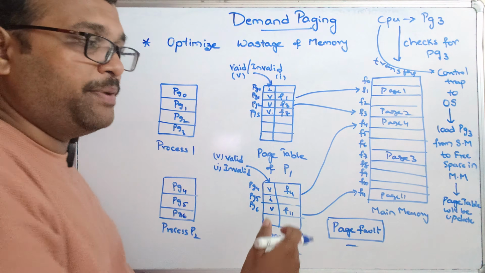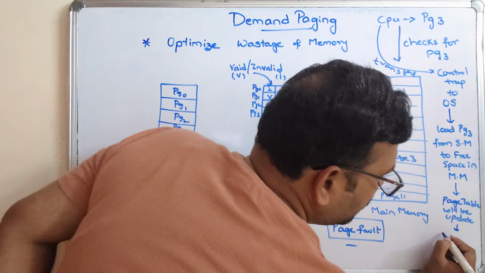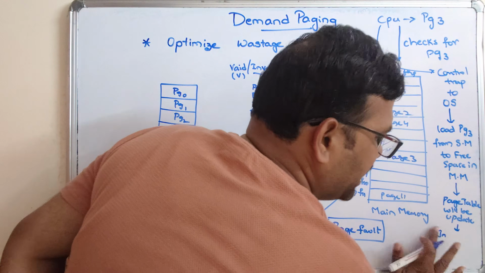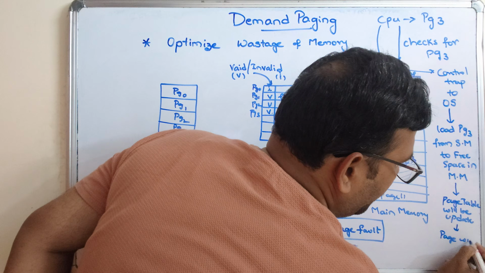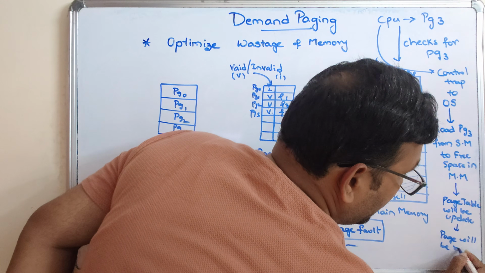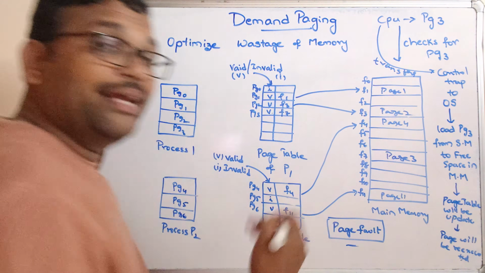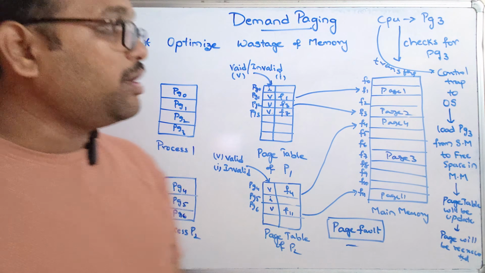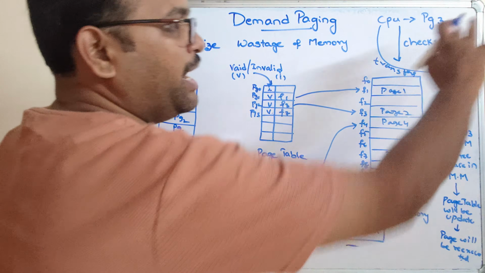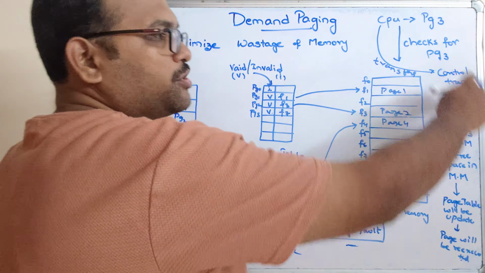Okay, this is what happens. And after updating this table, the instruction or page will be re-executed by the CPU. The page will be re-executed by the CPU. Okay, so this happens when a page fault occurs. Whenever a page fault occurs, this is the process that happens.